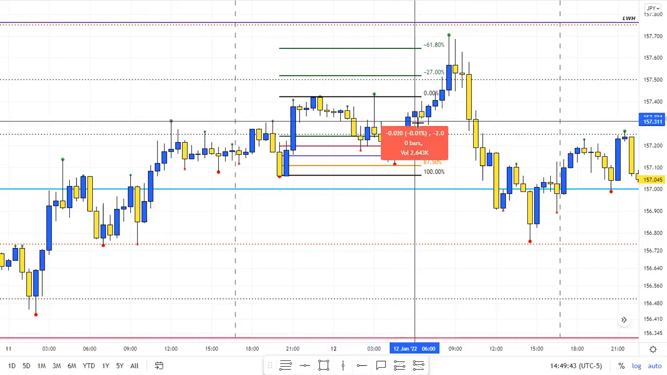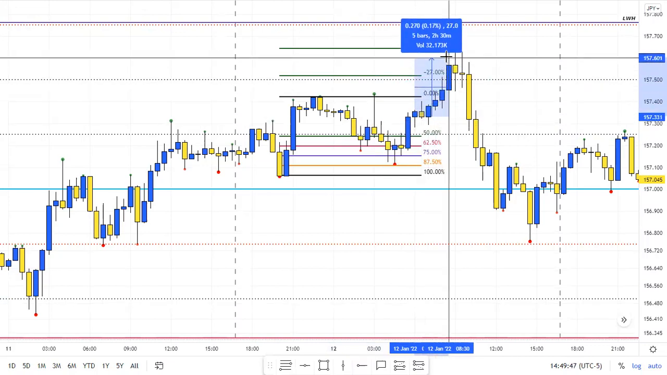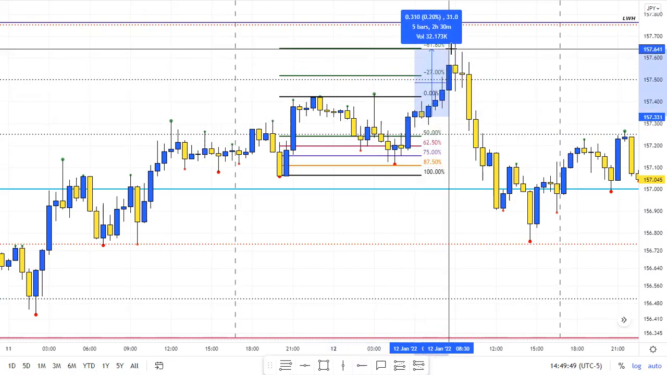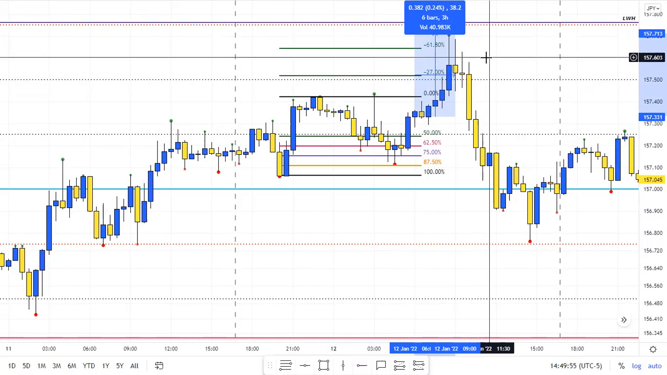You dealt with 4 pips drawdown, and you already know your target would have been that high because we came off that 50%. So you would have been targeting this high. And that was a 38 pip move.